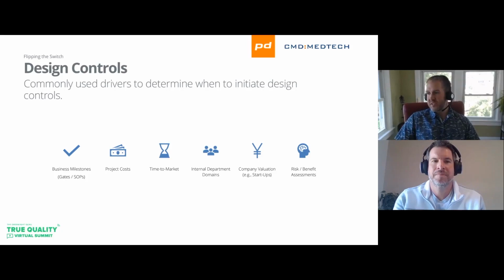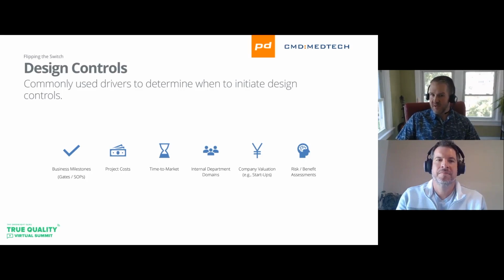And then the last one here, risk benefit assessments. This is what we're going to talk about a lot in this presentation: doing a risk benefit assessment of a lot of different areas of risk. So not just safety risk, which anyone in the regulatory and quality space is familiar with doing a risk benefit assessment for. But we're really looking a little broader than that. Technical risks, business risks, programmatic risks.